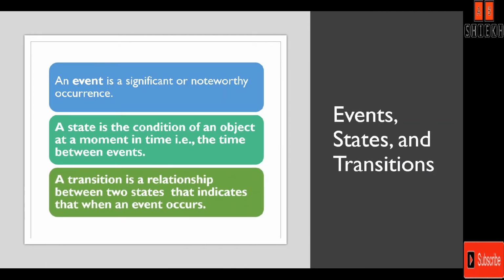The third one is the transitions. A transition is a relationship between two states that indicates that when an event occurs. So, for example, in the scenario of the telephone receiver, a telephone remains in the state of being idle until and unless the off hook event has occurred. So, these two states, idle and active, are two different states, and the transition between them is the off the hook and the on the hook event. Let's see them in the form of a diagram.